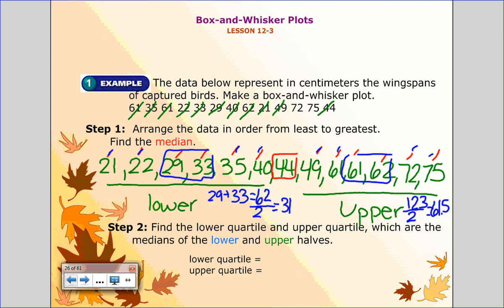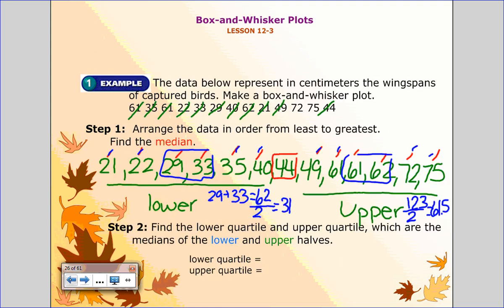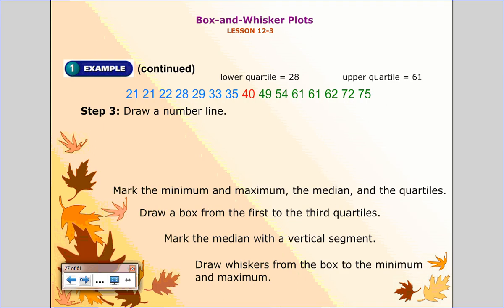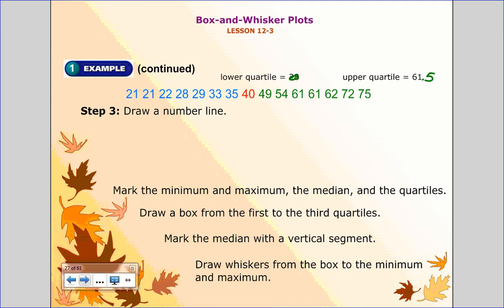Interesting. One of these is not quite right. That's what I just noticed. This should be 61.5. And I must have different data here, because that's not my lower quartile either. There we go. All right.